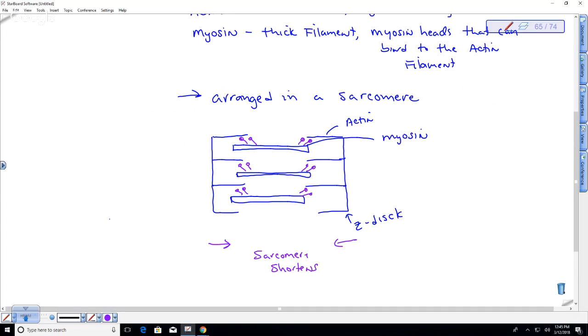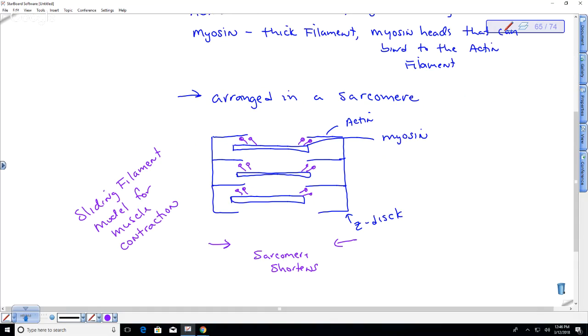So this was proposed in the 1960s, and the people that discovered it got a Nobel Prize for it. And it is called the sliding filament model for muscle contraction. So we're going to come back to this in a moment.